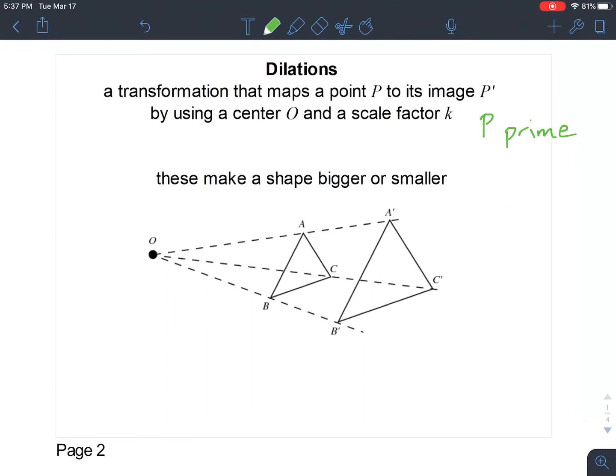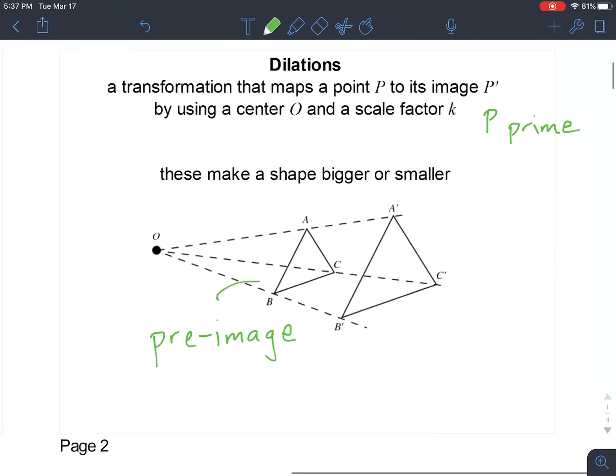As you can see in the picture, we have this triangle ABC, which is going to get mapped to triangle A prime, B prime, C prime. Now we do have special names for these as well. The first one is the pre-image. A pre-image is the original shape before we do the dilation. And then the second shape, the result, is called the image. So A prime, B prime, C prime is the image, and ABC is the pre-image.